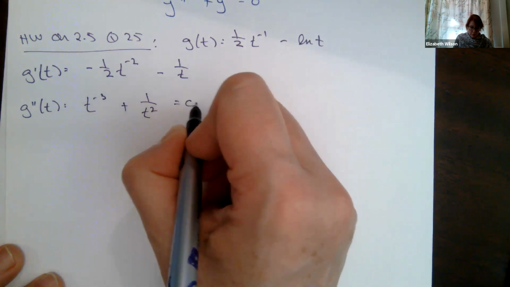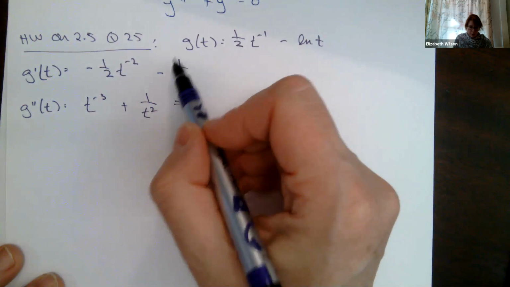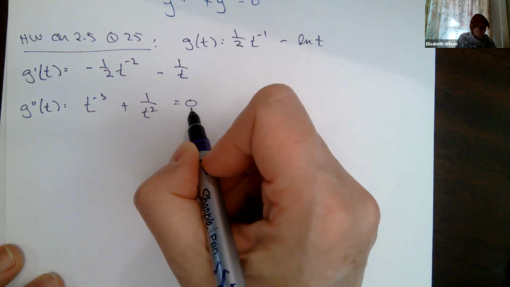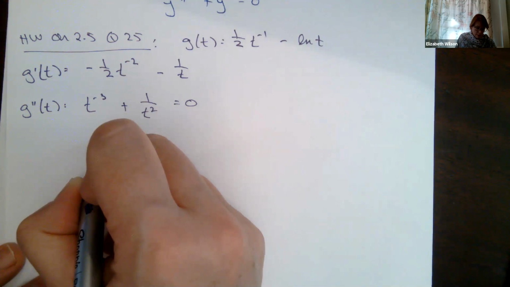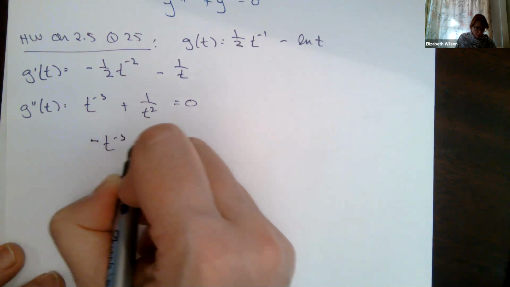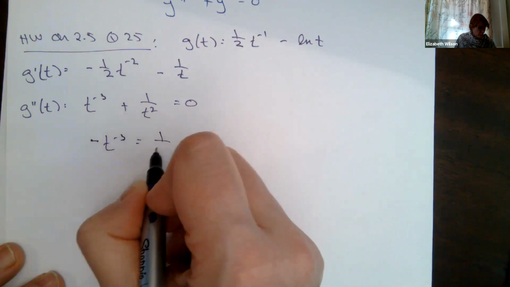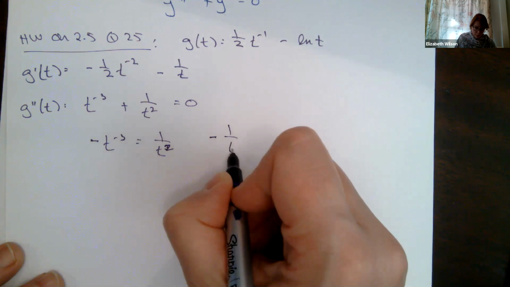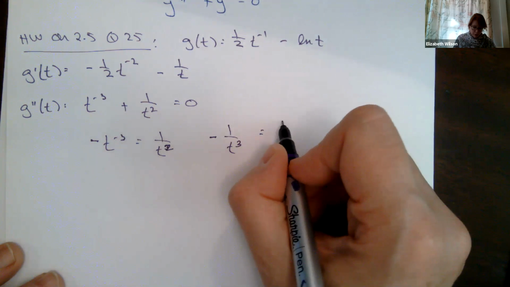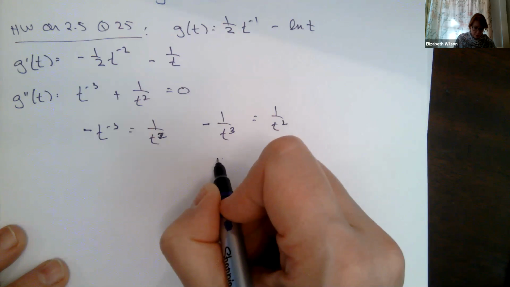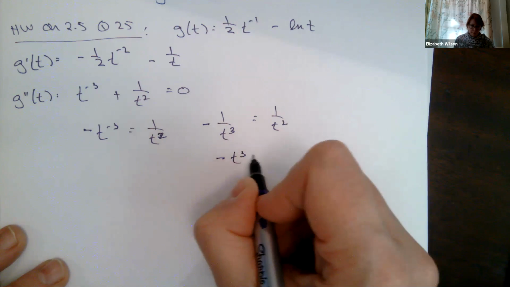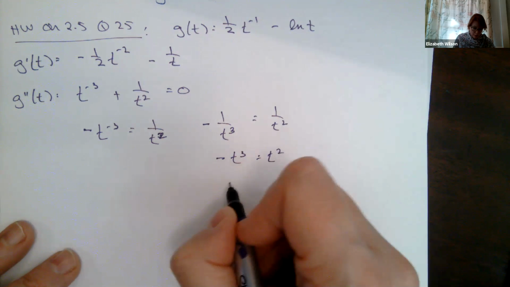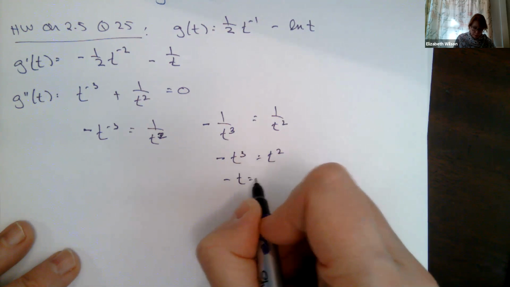So I took that derivative, right? So it's going to be negative, but then there's a negative there already. So I took that derivative, set it equal to 0, and I get minus t to the -3 equals 1 over t squared. So I get minus 1 over t cubed equals 1 over t squared, which gives me minus t cubed equals t squared. Basically, I'm looking at minus t equals 1, so t equals -1.